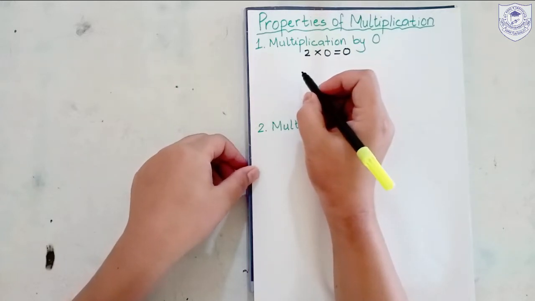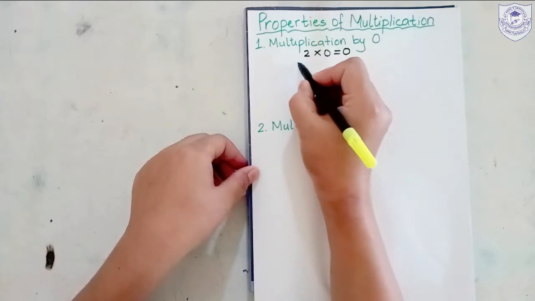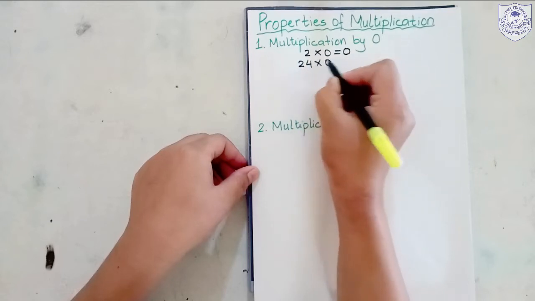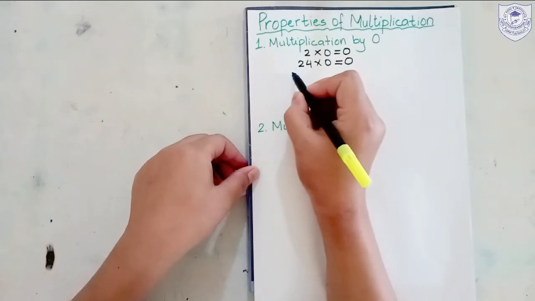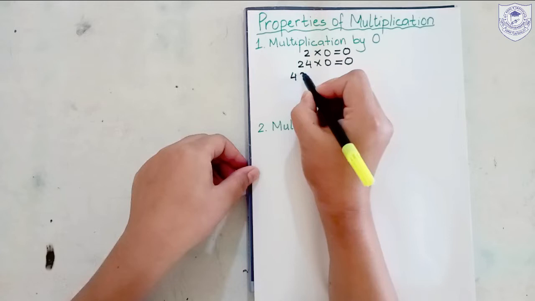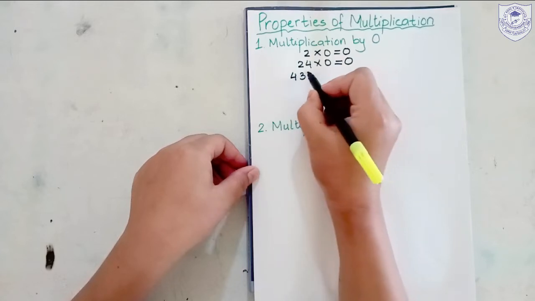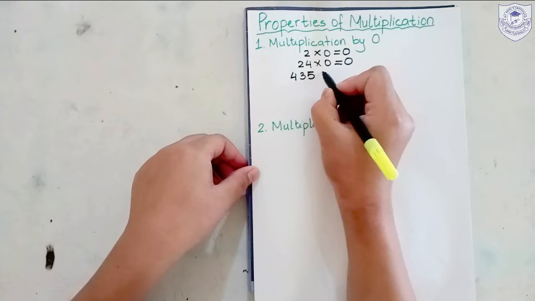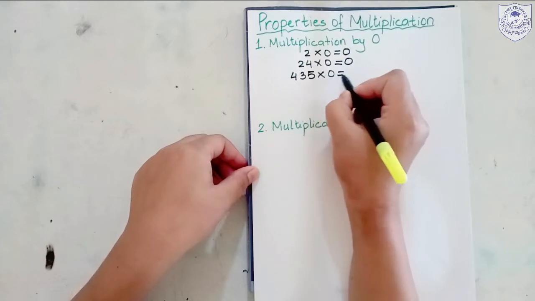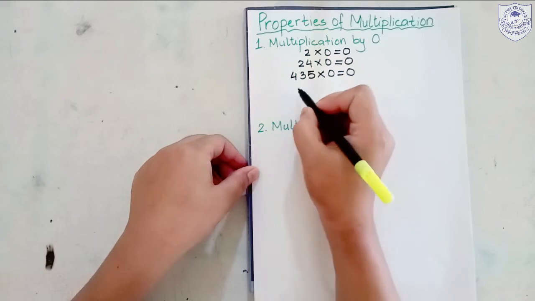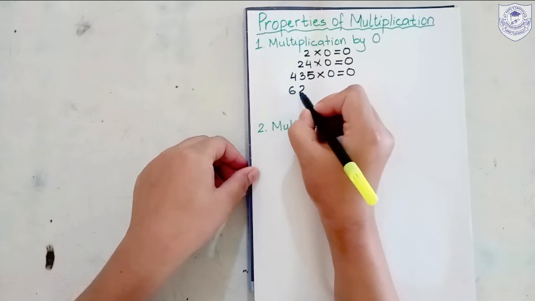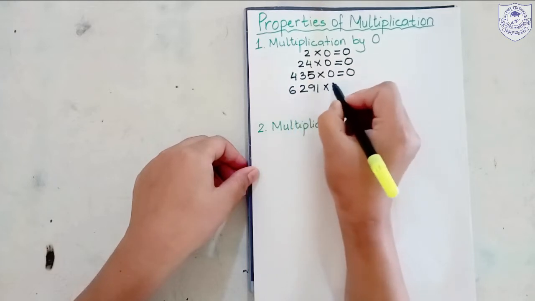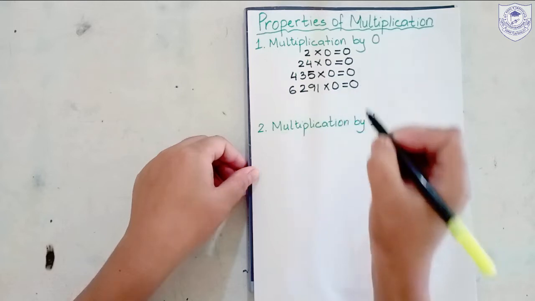No matter how big the number is, if you multiply by 0, the product is always 0. Let me show you. If it is 24 into 0, the answer will be 0. Okay, or if it is a 3-digit number like 435 into 0 will be 0. Okay, or if it is a 4-digit number like 6,291 into 0 will be 0.